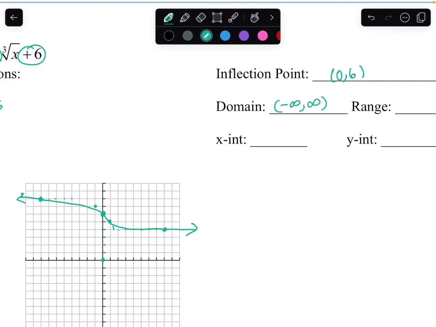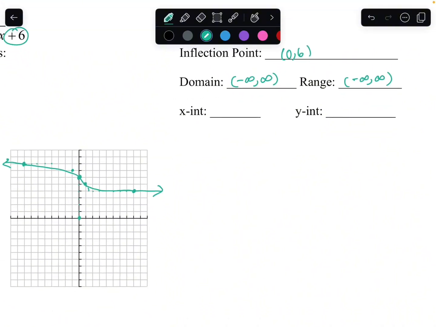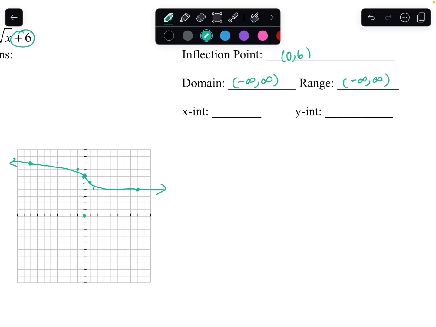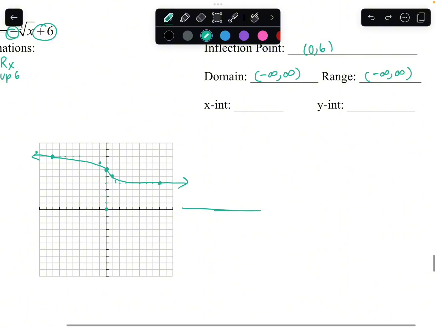And then the domain and range for cube root, kind of like linear, you never have to think about them. All real numbers all the time for both. And then the x-intercept is actually going to be harder to find because it's going to be way over here. This function is going to keep going down. And so we may need to calculate that algebraically. The y-intercept is on our graph.